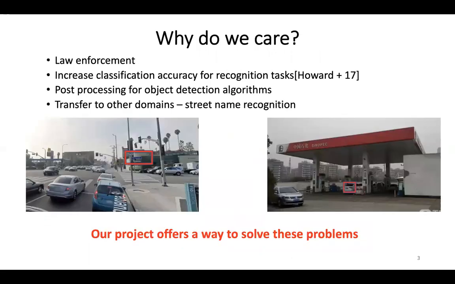So why do we care? One good application of plate enhancement is for law enforcement. I'm sure you know what I'm talking about since this magic trick is frequently used in Hollywood movies. Our project can also be used to increase the accuracy of plate recognition or classification, especially for long-range detection, as an intermediary pipeline. Another important feature of the project is that it can be easily transferred to other domains, such as street name recognition for unmanned vehicles. So our project offers a way to solve these problems.